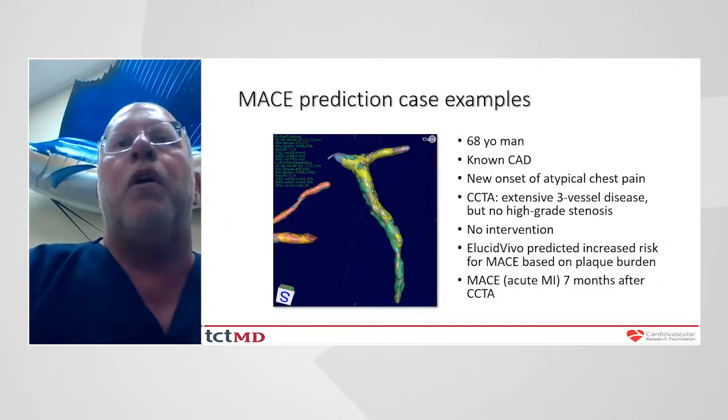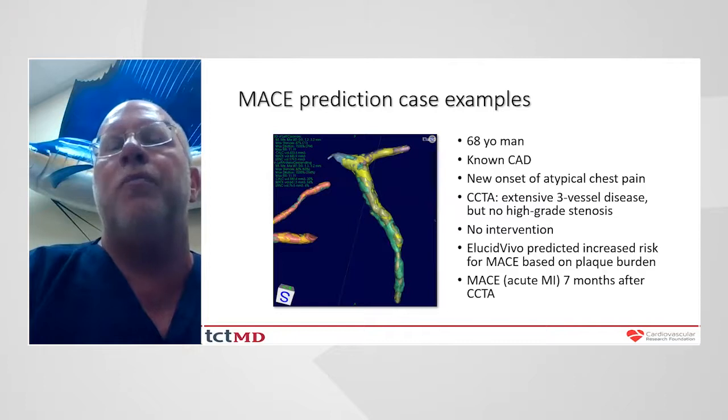Let me show you a couple of case examples, how the software plays in terms of MACE prediction. Typical presentation of a 68-year-old man with a known coronary artery disease. He has new onset of atypical chest pain. On his coronary CT angiogram, he has extensive 3-vessel disease, but he has no high-grade stenosis.